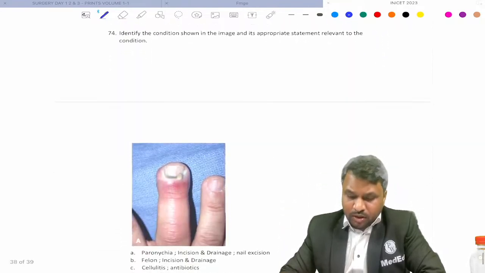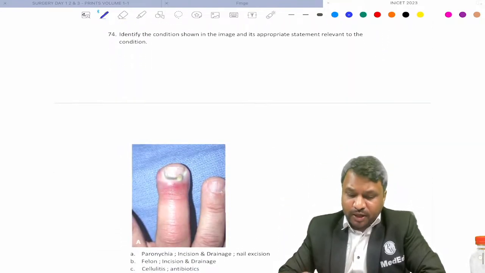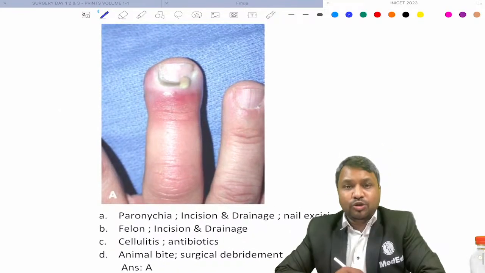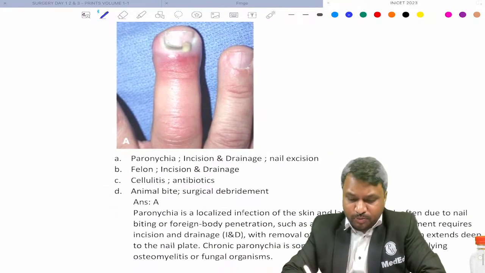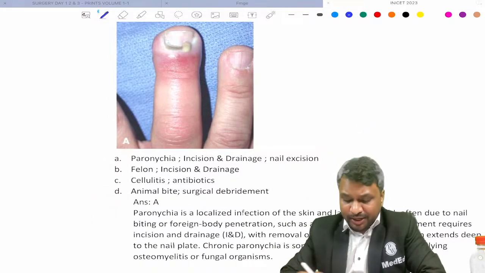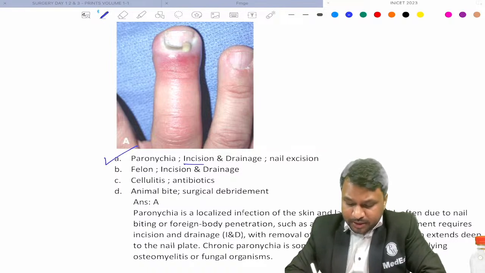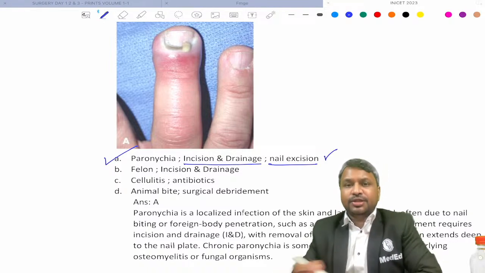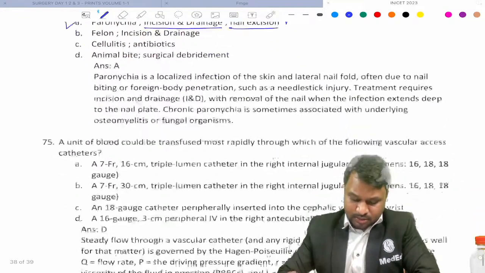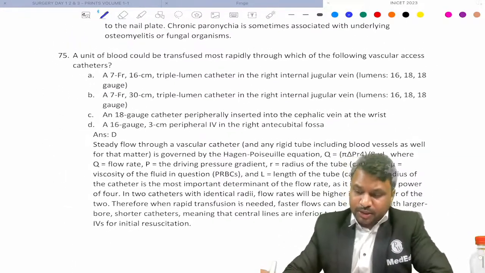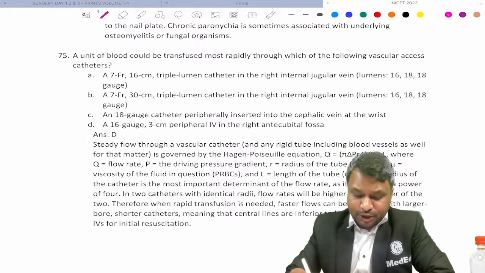Okay. So, question number 74, which of the following statement in the image is its appropriate statement? This is what we call as acute paronychia. Now, in acute paronychia, all that you have to do is to put an incision and drain the pus. So, it is paronychia, incision and drainage, and nail excision is the treatment of choice. Why nail excision? Because to prevent recurrences. Okay. So, last question in our INI-CET session.